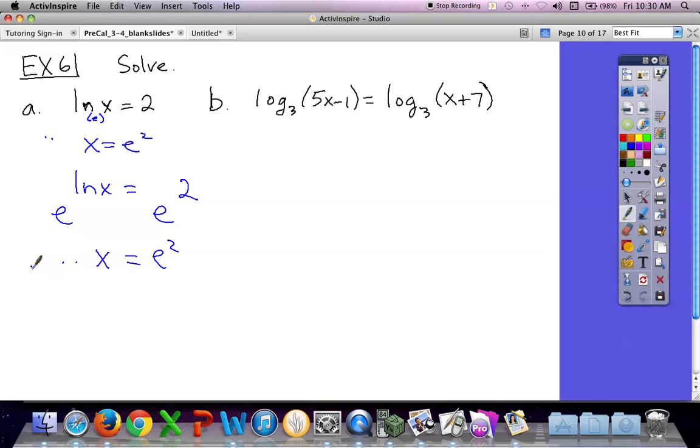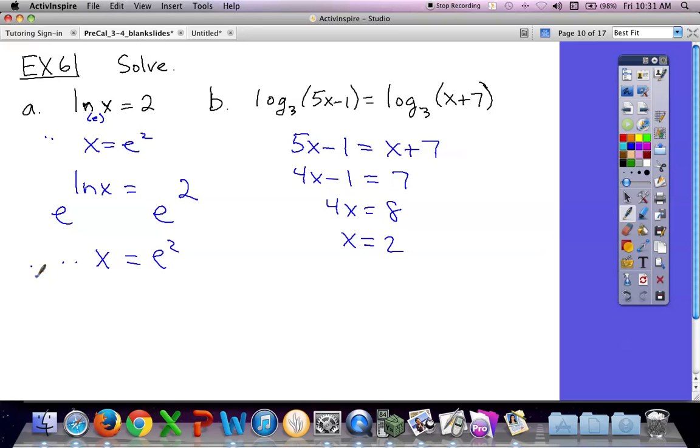Since both sides are log 3s. Exactly. Because it's the same log on both sides, it must be that 5x minus 1 equals x plus 7. It's the one-to-one property, right? Since the logs are the same, the arguments are the same. 5x minus 1 equals x plus 7. And then that's a pretty basic algebra, right? So 4x minus 1 equals 7. 4x equals 8. X equals 2.